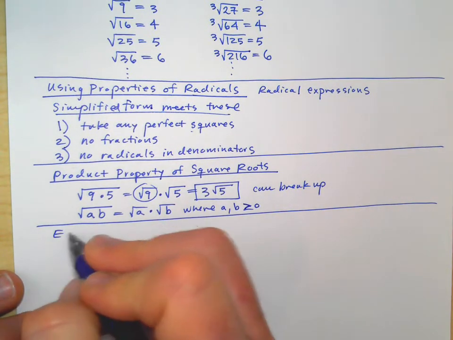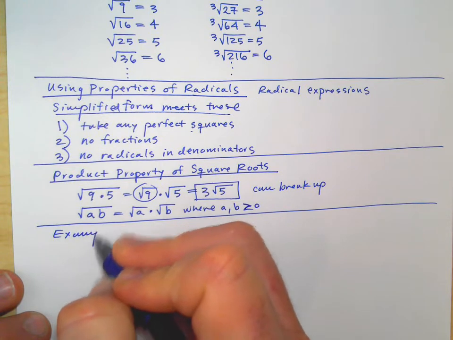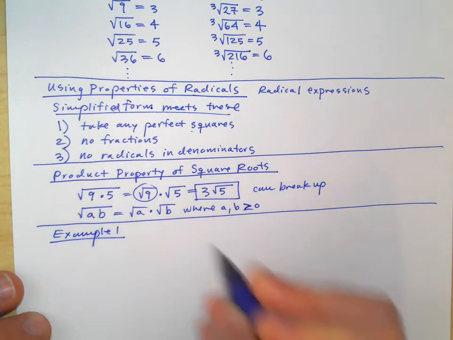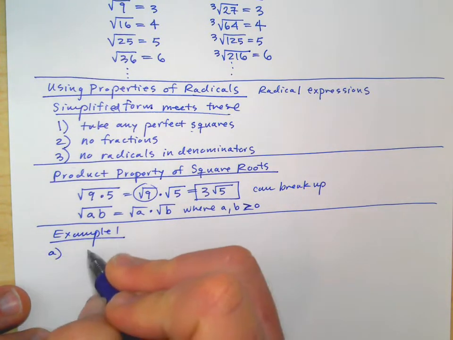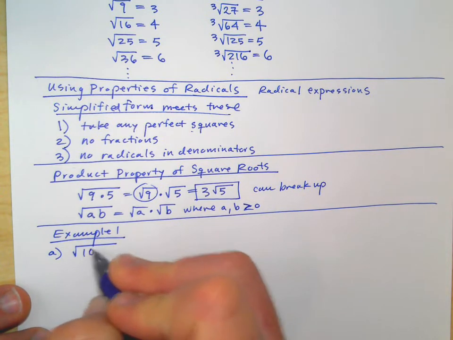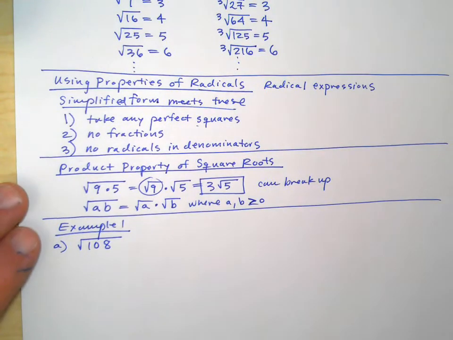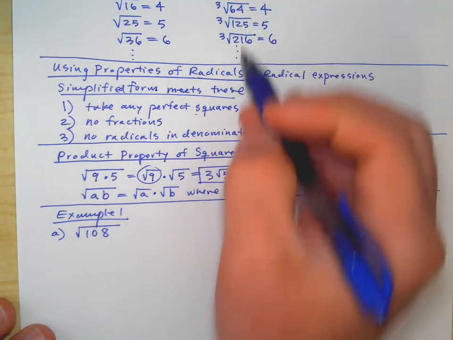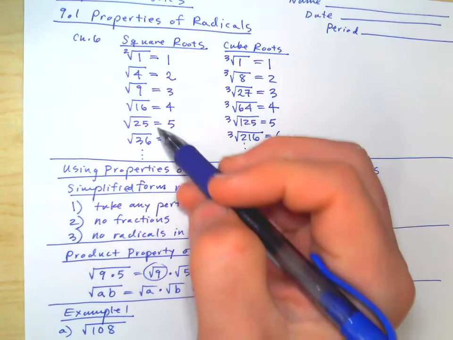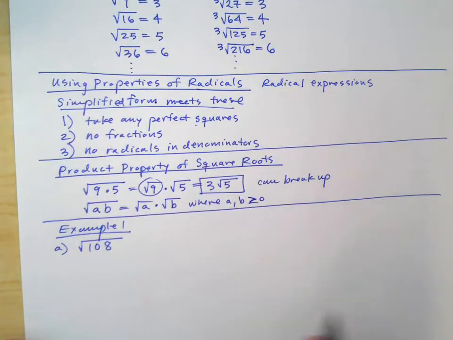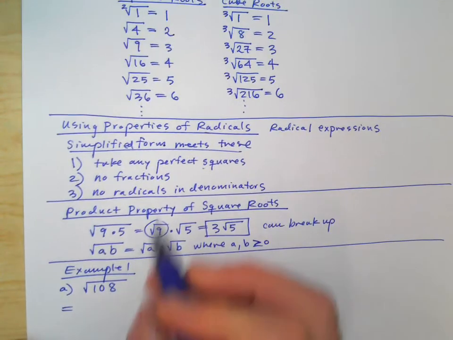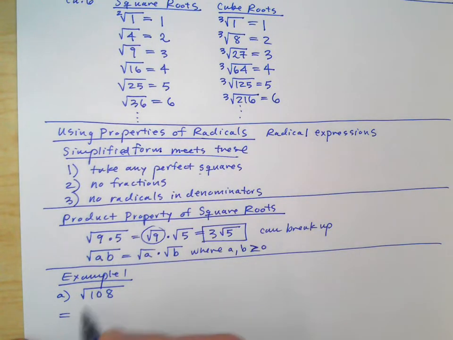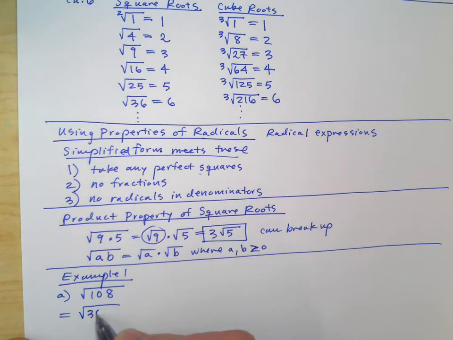So let's try some examples. Example 1. A, square root of 108. We're going to try and use this rule where we can break them up. So we're trying to look for these perfect squares that we talked about up here that go into 108. And that can be kind of hard. If you're observant, you might be like, oh yeah, 36 goes in. That's 36 times 3.